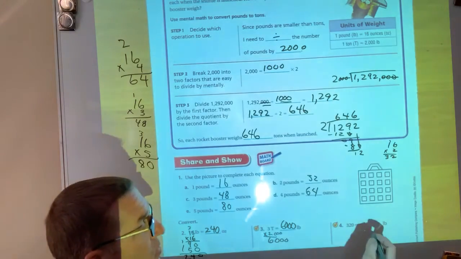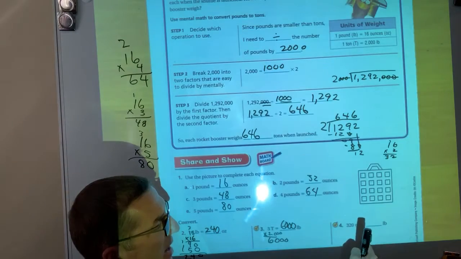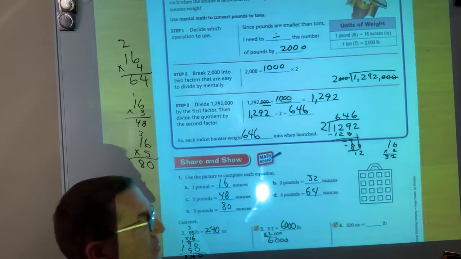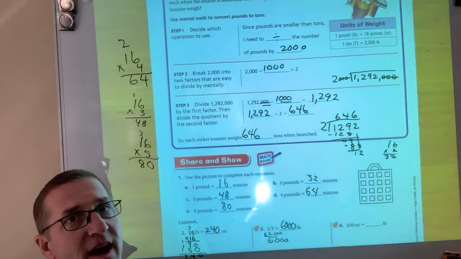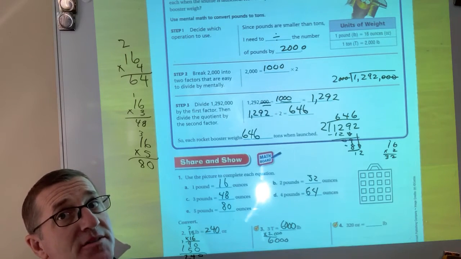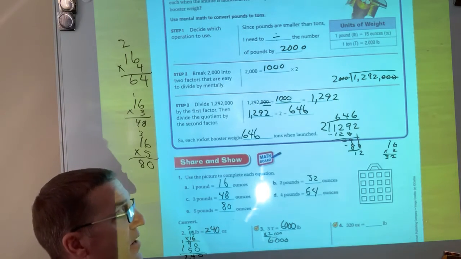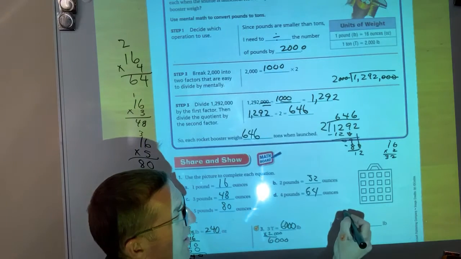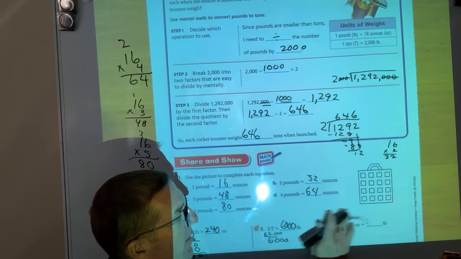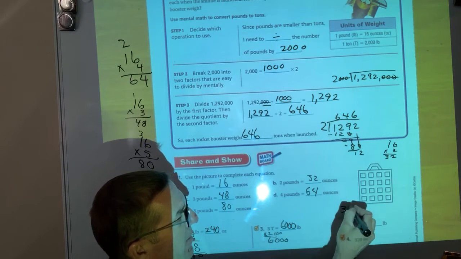Here I've got 320 ounces, and I want to go from ounces to pounds. Well, ounces are my smallest, so I know I'm going to be dividing to get a smaller number because pounds are bigger. I need less of them. So I'm going to take 320. Wait, let me write it down. Yeah, I'll write it up here anyway.